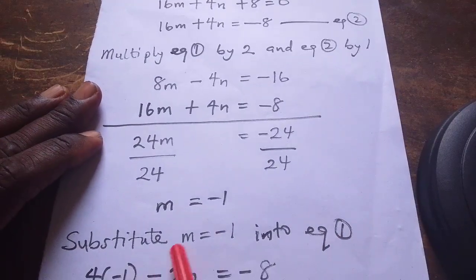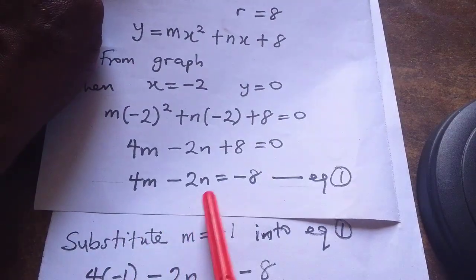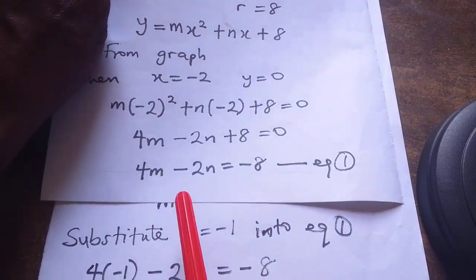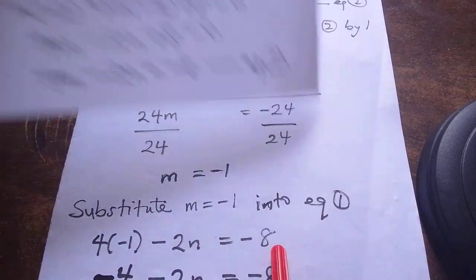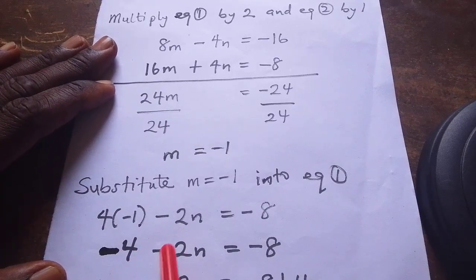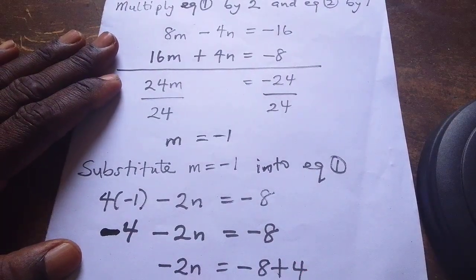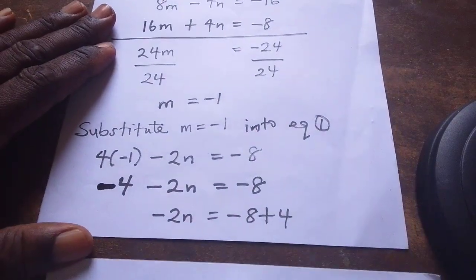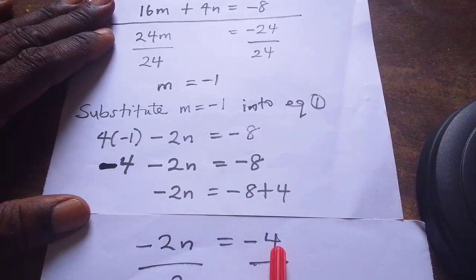When you substitute it into equation 1, our equation 1 is 4m minus 2n is equal to minus 8. In place of m, put minus 1: 4 times minus 1 minus 2n is equal to minus 8. 4 times minus 1 will give us minus 4, so minus 4 minus 2n is equal to minus 8. If we bring this minus 4 to this side, it will now turn to plus 4. So we have minus 2n is equal to minus 8 plus 4. Minus 8 plus 4 will give us minus 4.